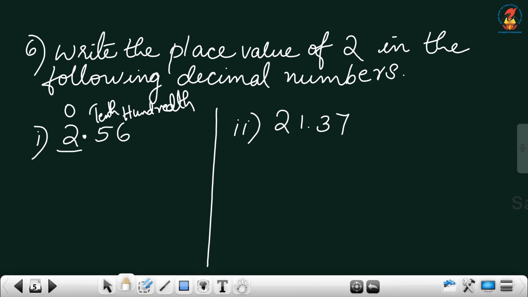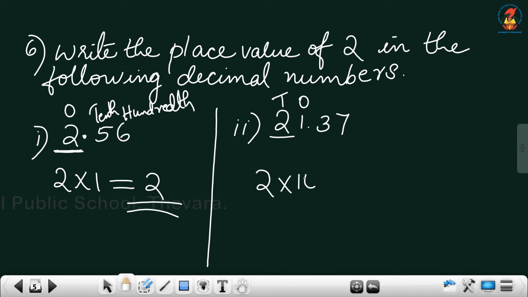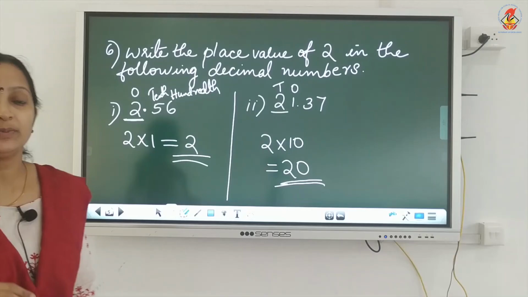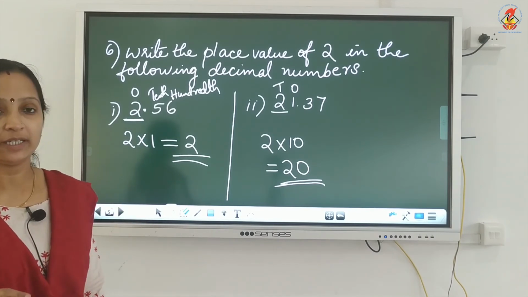For finding the place value, what do you have to do? You have to multiply with the corresponding place. So 2 is standing in 1's place. So what is the place value of 2? 2 into 1. What is the answer? 2. What is the place value of 2 in this number? 2 itself. Now look at this number. Here where is 2 standing? This is 1's place, this is 10's place. 2 is standing in 10's place, is it? So what is the place value of 2? 2 into 10. What is the place value of 2? 20. For finding the place value, listen, you have to multiply the digit with the corresponding place. Place value depends upon the position of the digit in that particular number.